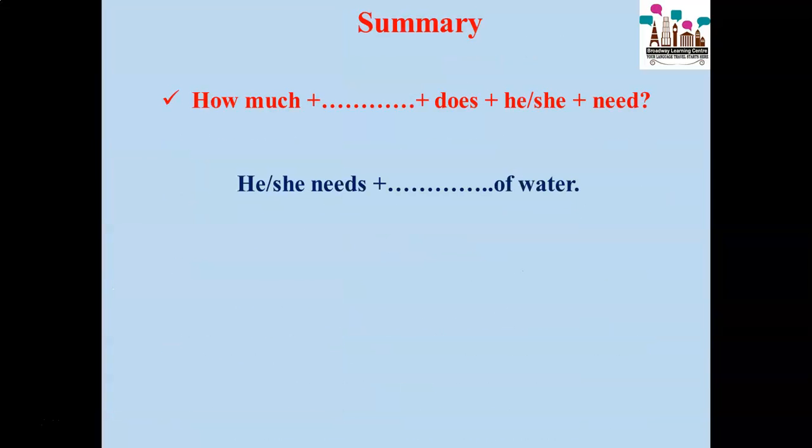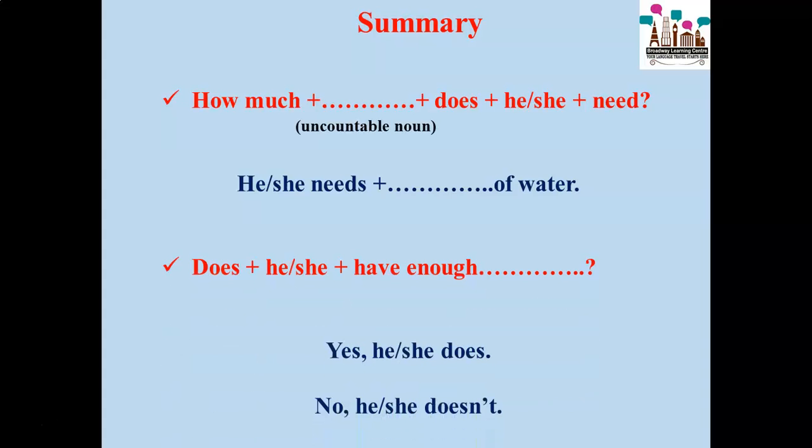Now let's look at the summary. If we want to ask questions, we can say how much plus uncountable noun plus does plus he or she plus need. And we can answer he or she needs plus quantity of water, or we can say of salt or of baking soda. Okay, we can substitute with other words.